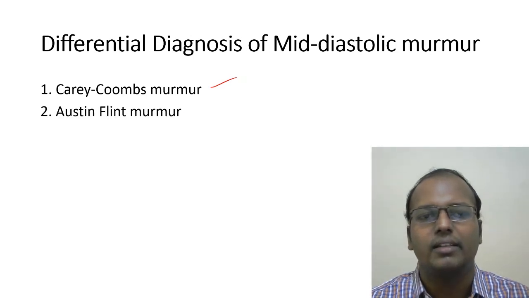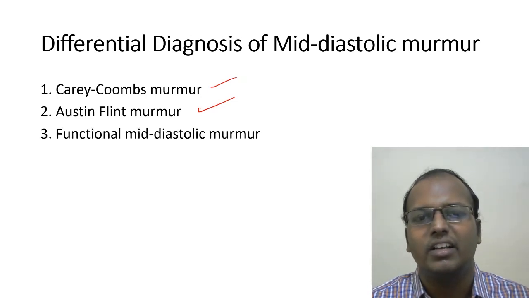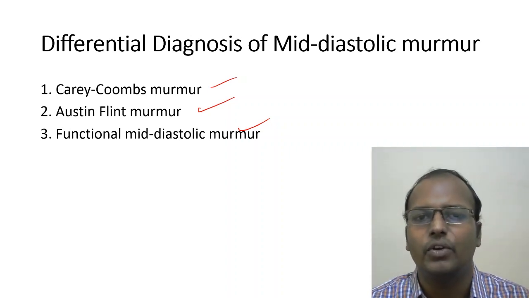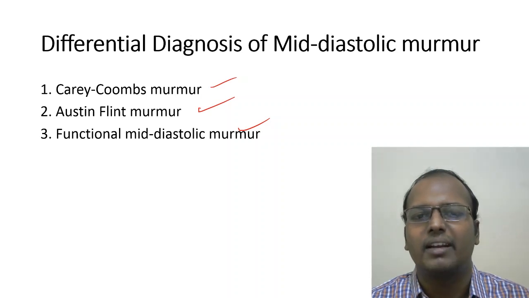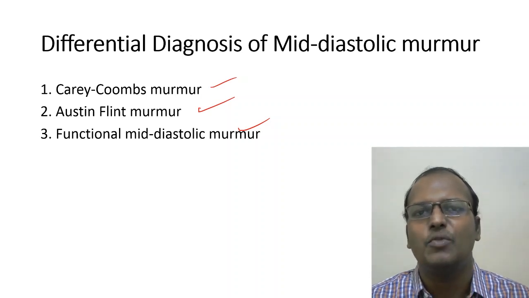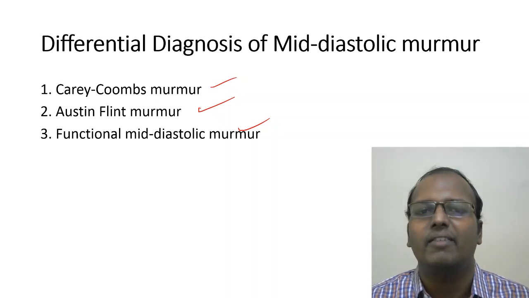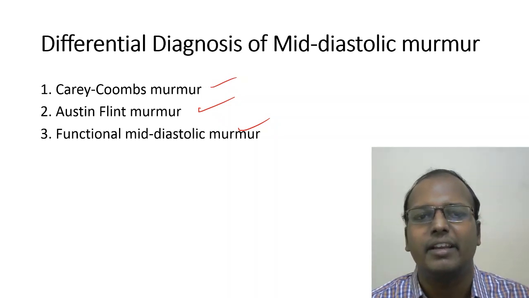Okay. Then Austin-Flint murmur, which can be heard in severe AR, severe aortic regurgitation. Okay, then functional mid-diastolic murmur, there are a lot of conditions. When there is increased flow through the mitral valve, that can lead to your functional mid-diastolic murmur, classically seen in your ASD, VSD and PDA. Okay, in VSD and PDA it is heard in the same mitral area, whereas in ASD it will be heard in the tricuspid area or the left lower sternal border.